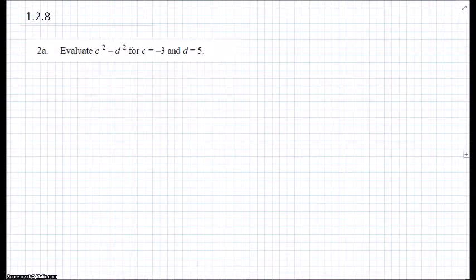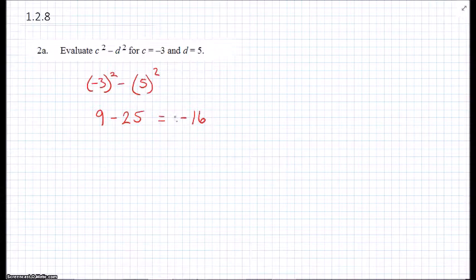Evaluate c squared minus d squared. Negative 3 is our c value, that's squared, minus our d value, 5 squared. Negative 3 squared is negative 3 times negative 3, which would be 9, minus 5 squared would be 25, so it would be 9 minus 25, which would be negative 16.